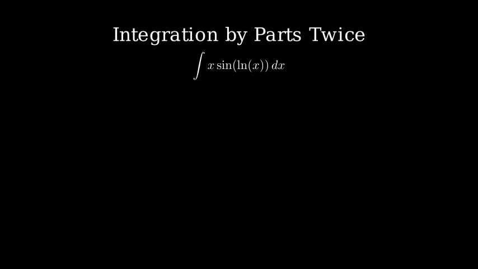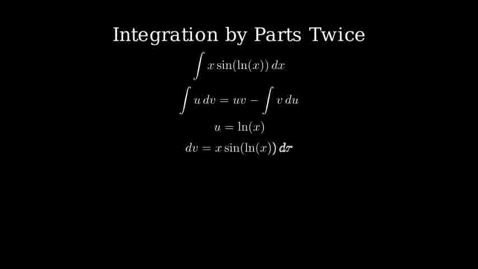Let's recall the formula for integration by parts. The integral of u dv equals u times v minus the integral of v du. We'll first choose how to break down our integral. In this case, we let u equal ln x, abbreviating dv as x sine of ln x dx. Differentiate u and integrate dv.